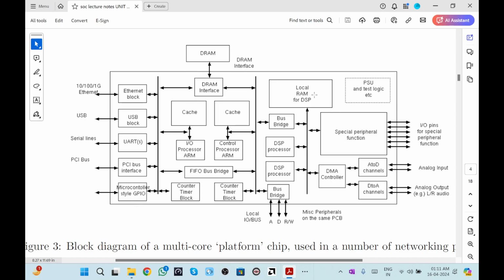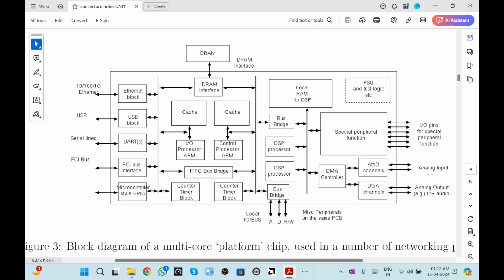Moving on further, there is a DRAM which is connected to the DRAM interface. This whole block is responsible for communication of the network which we attain from the Ethernet, USB, serial line, and PCI bus to the bridging of this whole internal architecture. Or we can say we have some peripheral functions with input and output pins by which we can drive signals.